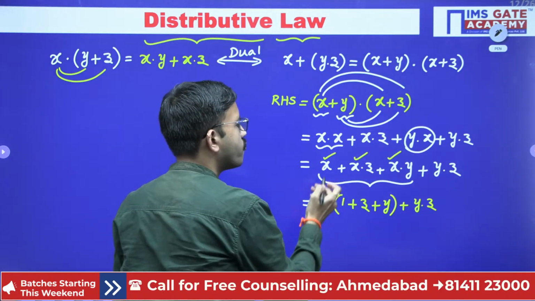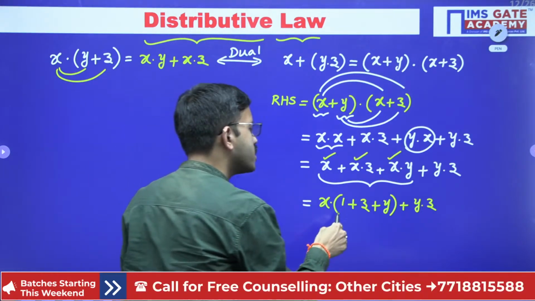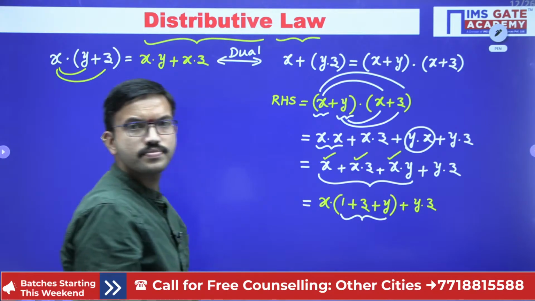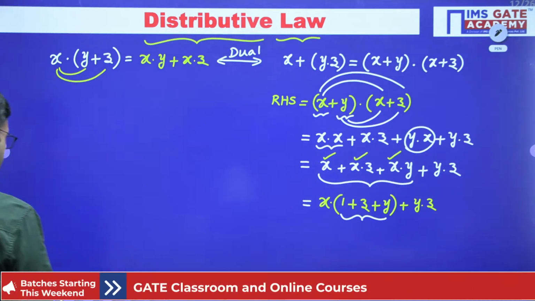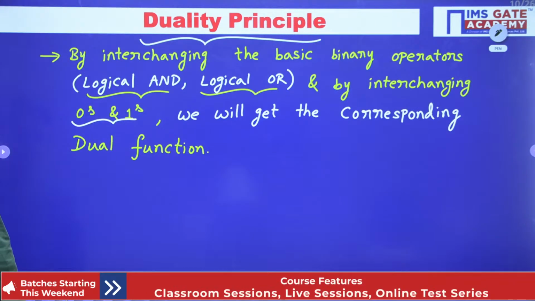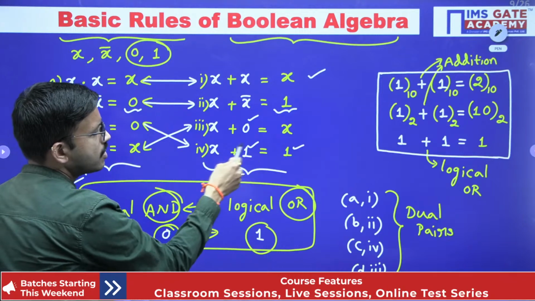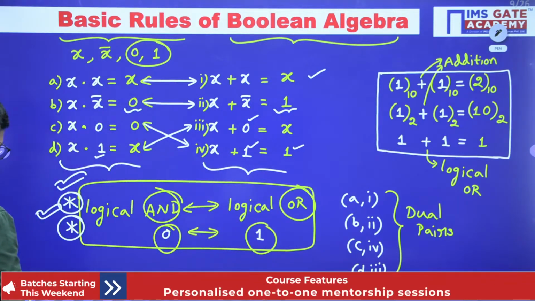X into 1 plus z plus y. Now, can you tell what is the overall value here regarding 1 plus z plus y? You can observe here, I have mentioned that 1 plus anything is 1, logical OR operator, right? 1 plus anything is 1.